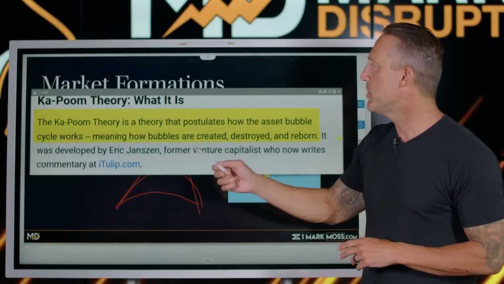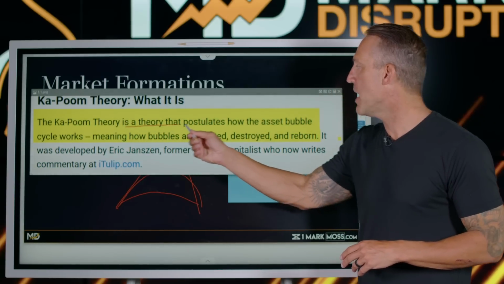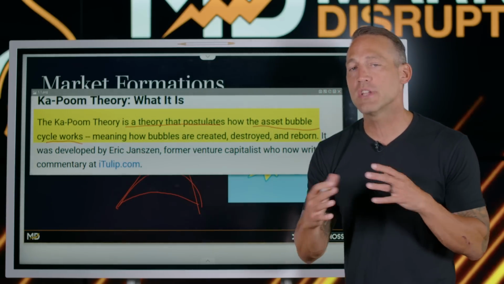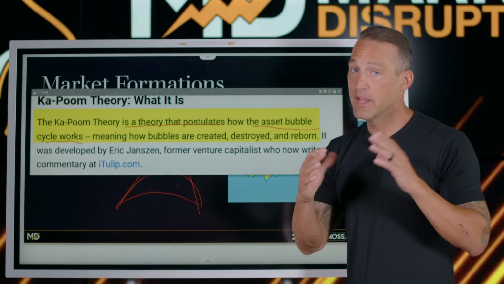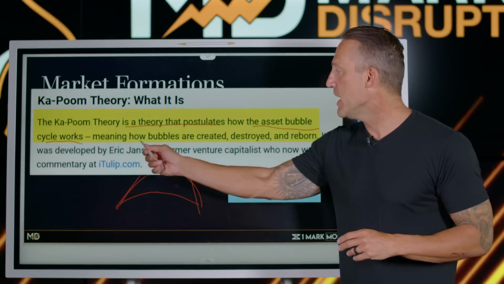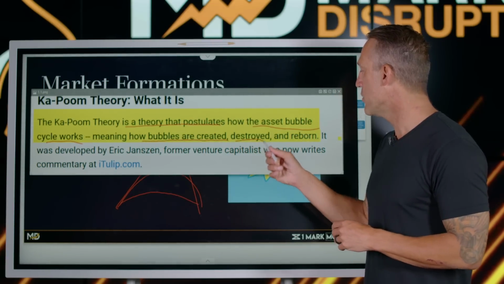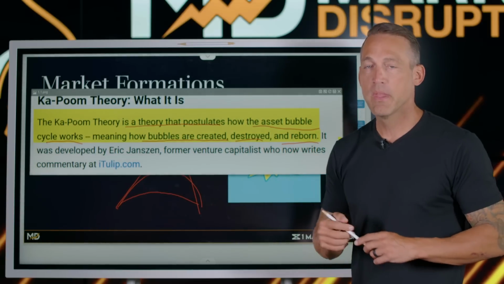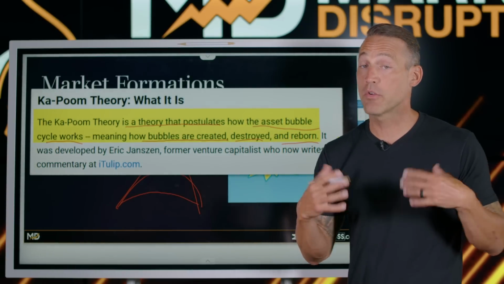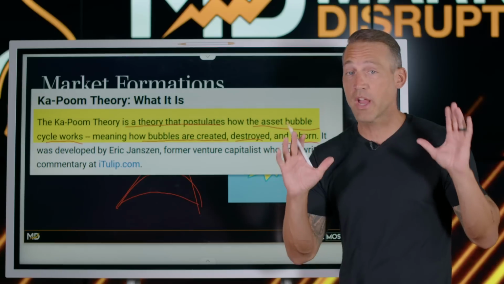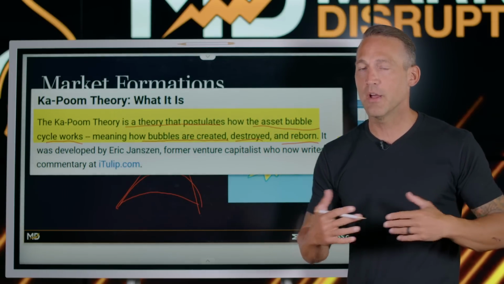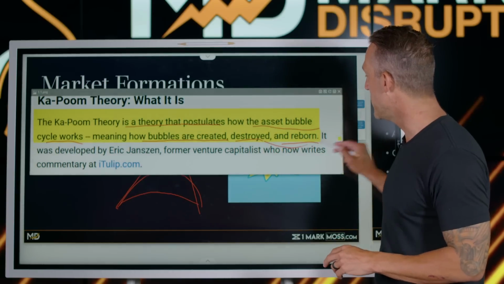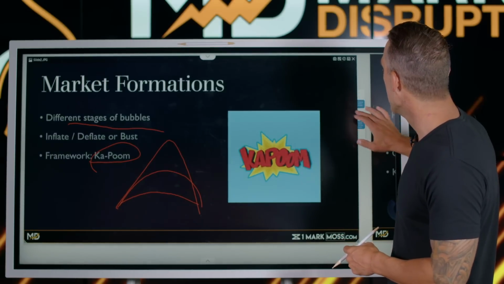Don't worry. The Kapoom Theory, what it is, it's a theory that postulates how the asset bubble cycle works. Remember, we have to understand how the cycle works so we understand where we're at and how to invest through that. Meaning how bubbles are created, how they're destroyed, and more importantly, how they're reborn. And so a lot of times people see when the markets deflate or crash, they see that as disaster. They're scared, they're worried. But the reality is it's massive opportunity if you know what you're looking for. And that's this piece here, how it's reborn. So we're going to take a look at that.